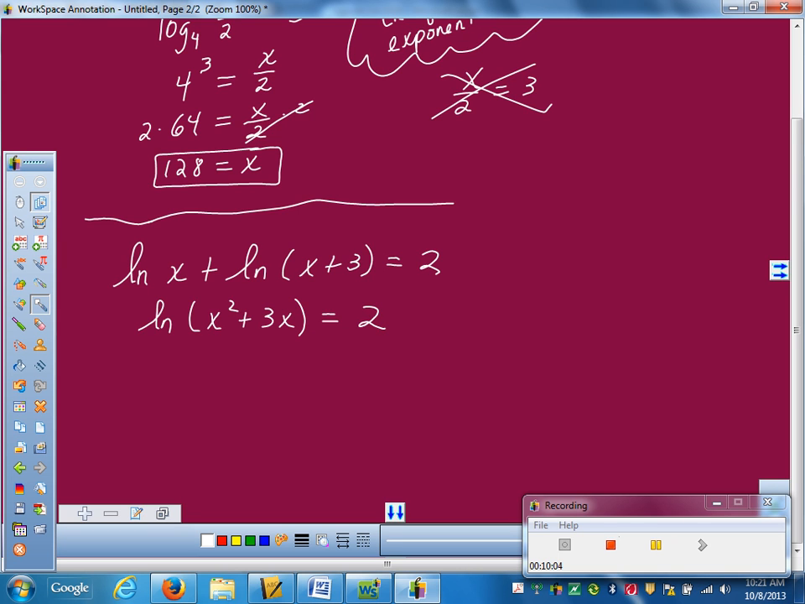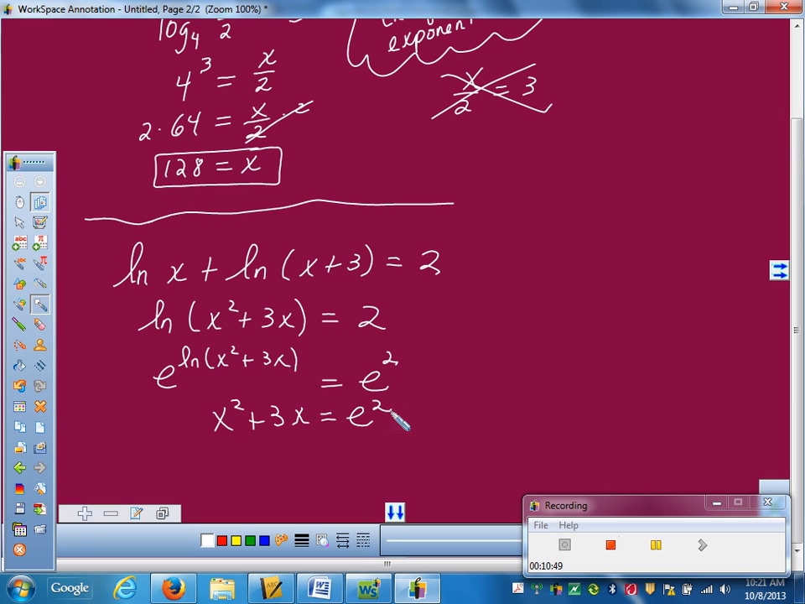The easiest way to get rid of a natural log is to use an e. You'll remember we put an e underneath it and raised this up as the power. But if you do it to one side, you have to do it to the other. You have to raise both sides to an e. It seems weird, but why does it work? Because it gets rid of your natural log. e and natural log cancel, and so you're left with x squared plus 3x equals e squared.